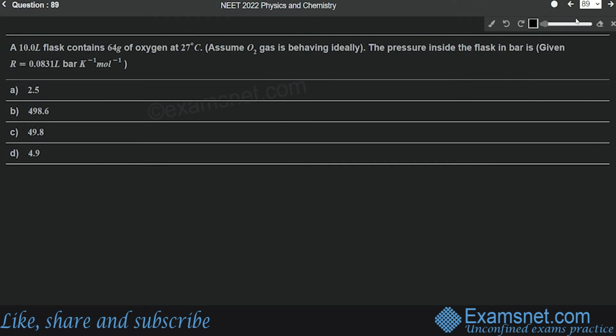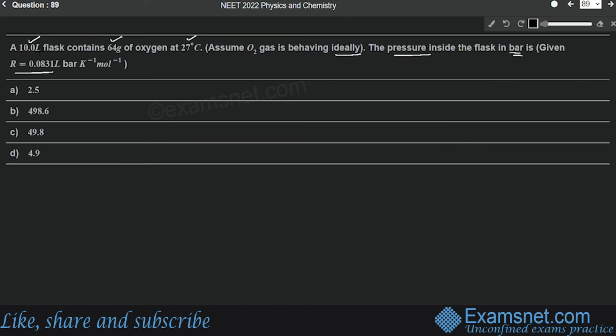Now, question number 89 is from the chapter States of Matter, and the question is, a 10-liter flask contains 64 grams of oxygen at 27 degrees Celsius. We have to assume that oxygen gas is behaving ideally. So the pressure inside the flask in bar is, so the unit of pressure should be bar. The gas constant, that means R, is given as 0.0831 liter bar per Kelvin per mole.